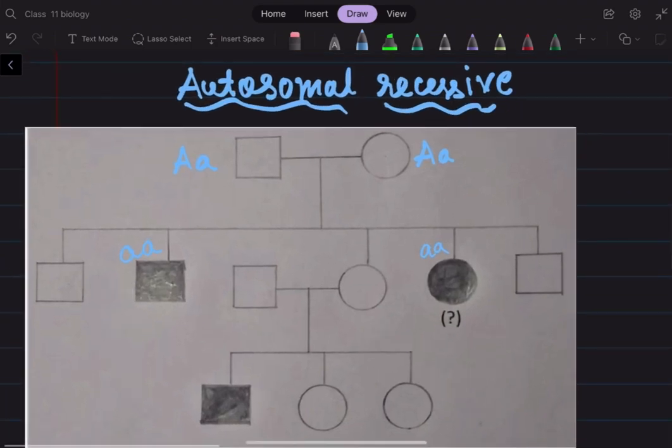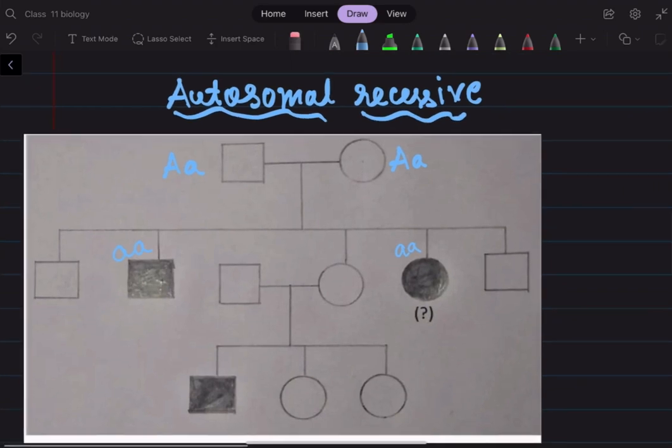In the other cases, it is going to be heterozygous. If you do the Punnett square for this, you can see what the combinations are. We have AA, we have small a. So the parents can be either heterozygous or homozygous dominant. And same here.